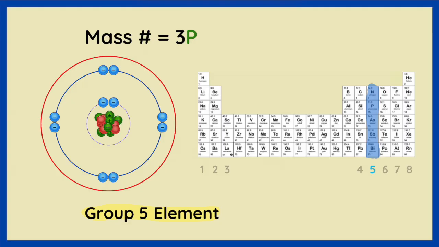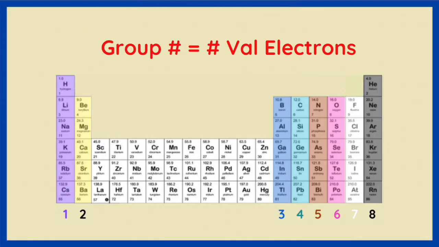Next, let's single in on the fact that our atom of interest is a group 5 element, meaning it is an element that belongs to this column right here in the periodic table. In fact, the group number the element belongs to also tells us how many valence electrons the atom has. For example, group 2 elements have 2 valence electrons, and in this case, group 5 elements have 5 valence electrons.